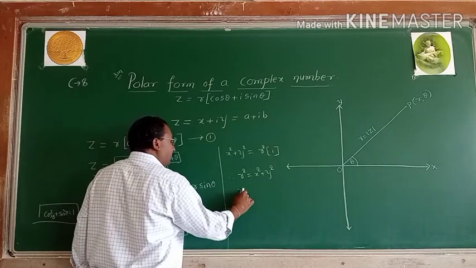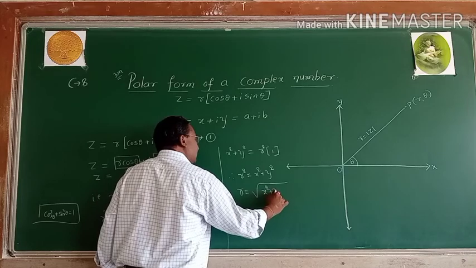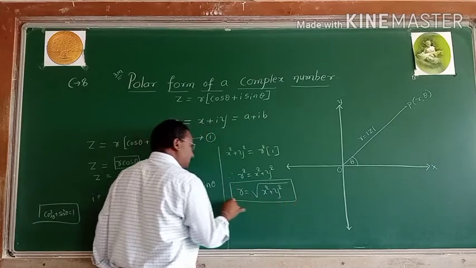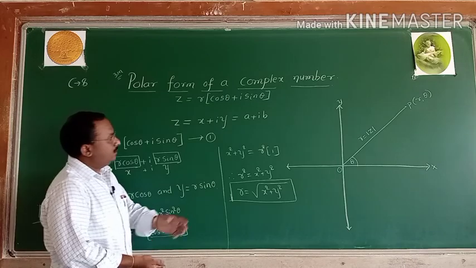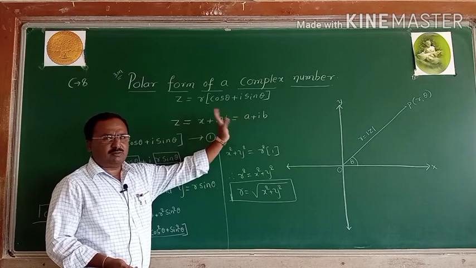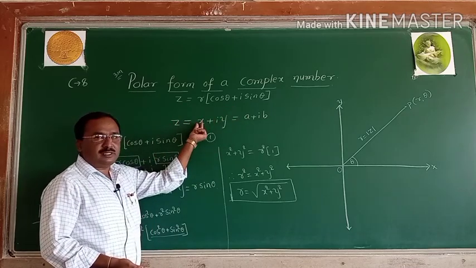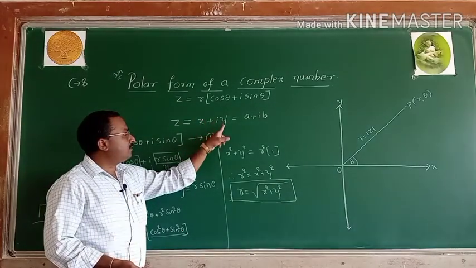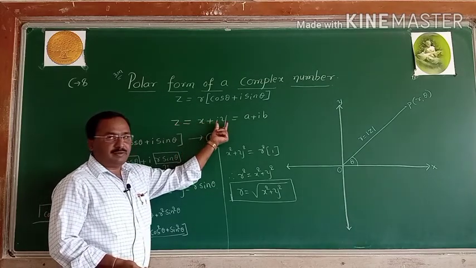Here r is equal to square root of x square plus y square. What does this represent? Do you know that z is equal to x plus iy or a plus ib, both meaning the same? Here x and y represent the coordinates, x coordinate and y coordinate.